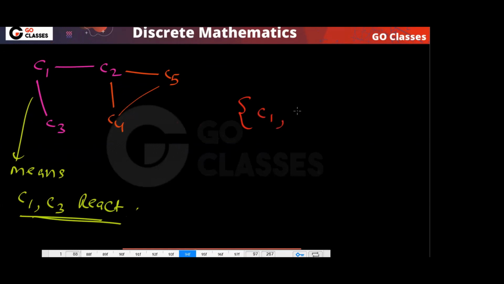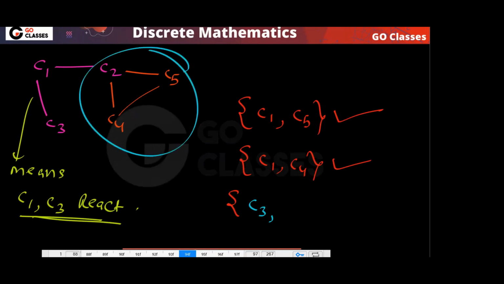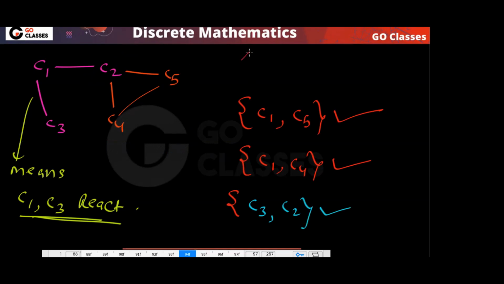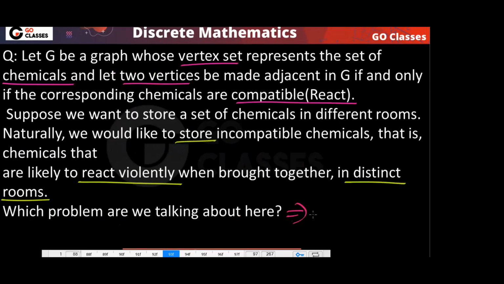So for example, I can put C1, C5 together. This is fine. C1, C4 I can put together. This is fine. And what is the largest independent set? From here, only one chemical I can take. So the independence number will be 2. Two is the largest number of chemicals you can put together. So here, which problem are we talking about? We are talking about the independent set problem.